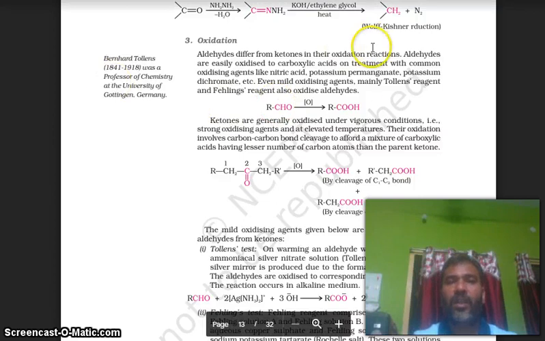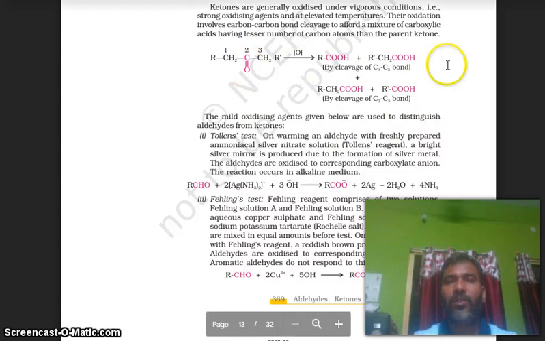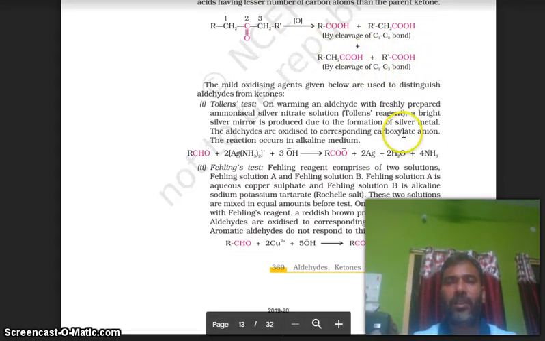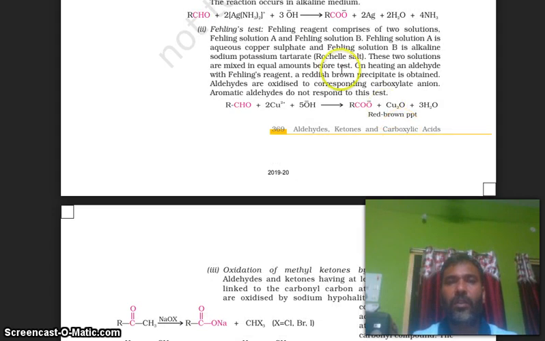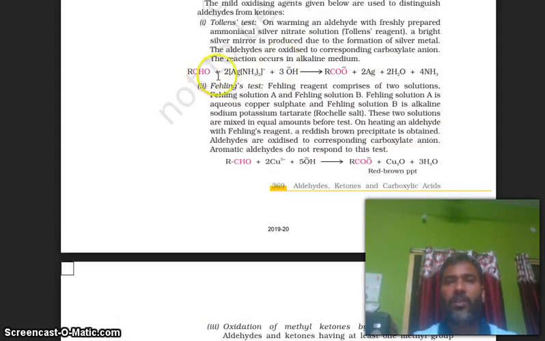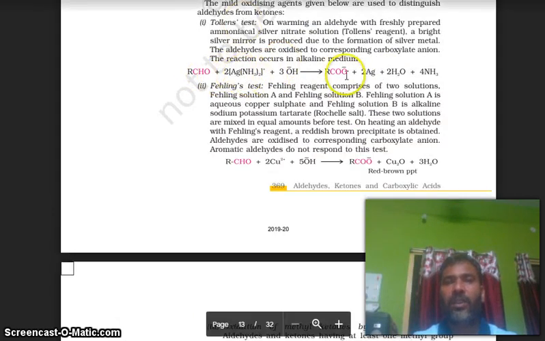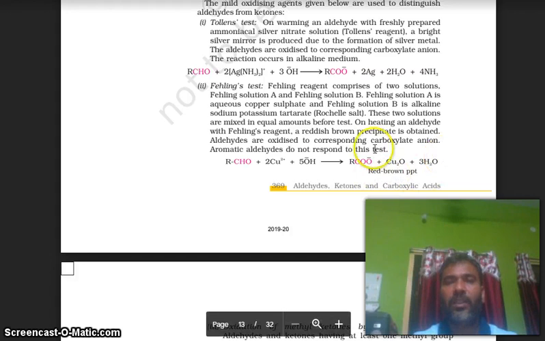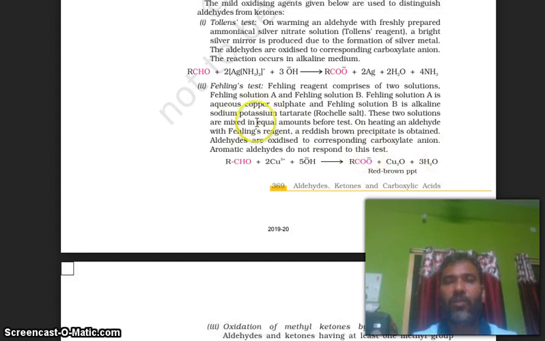Oxidations. Aldehydes undergo oxidation to give acid. If a ketone undergoes oxidation, it will break and you see two molecules of acid with different carbon numbers. If you have RCHO with Tollens reagent, you will get the silver mirror test. In Fehling's test, if you have aldehyde and copper sulfate, you get a red-brown precipitate with the Rochelle salt, sodium potassium tartrate.